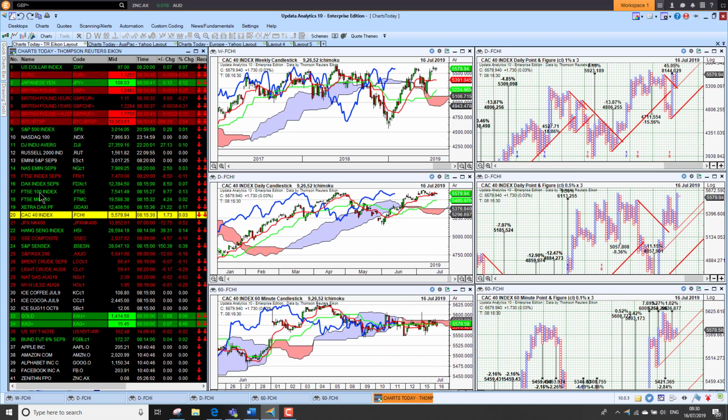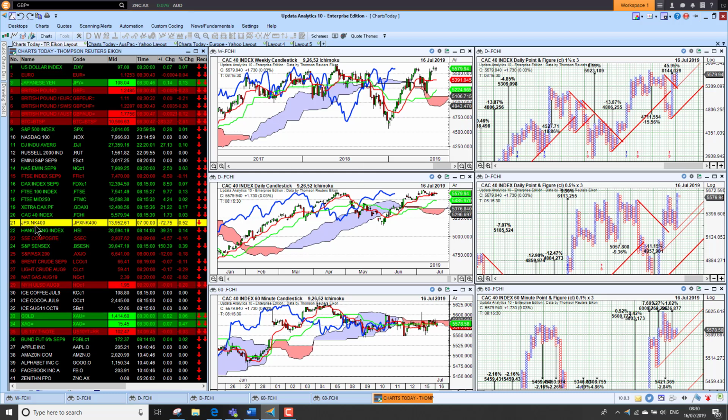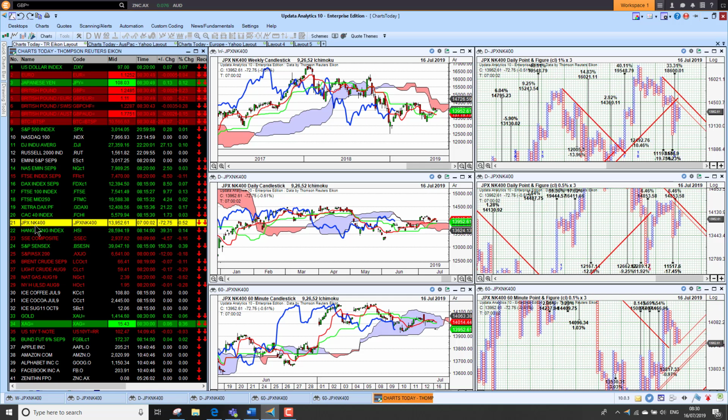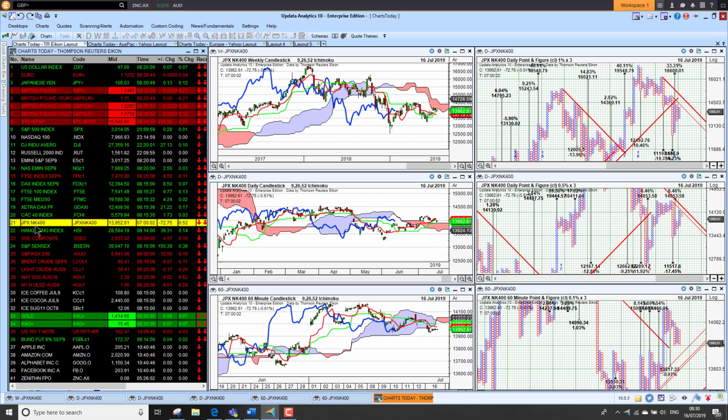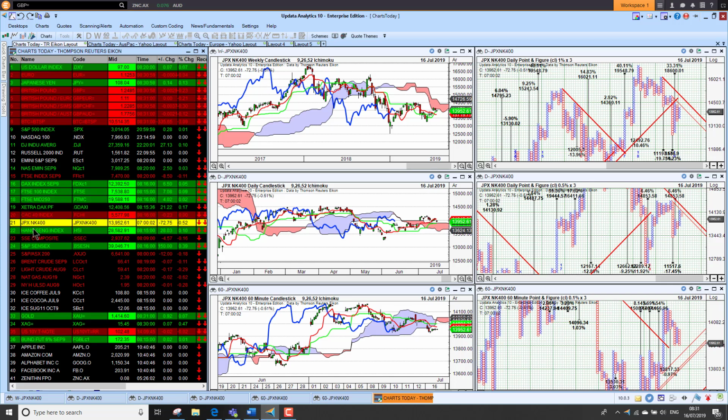And the CAC 40 is actually still holding its own. It's the European market that still looks relatively strong. The Japanese market is down 0.5%, the stronger yen not helping there, and still looking a little bit worrying on these charts because we are pretty well in bearish territory on all three time frames.